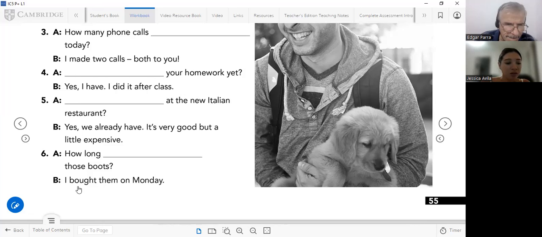How long have you had those boots? It's a possibility. How long have you had those boots? Is there another possibility?